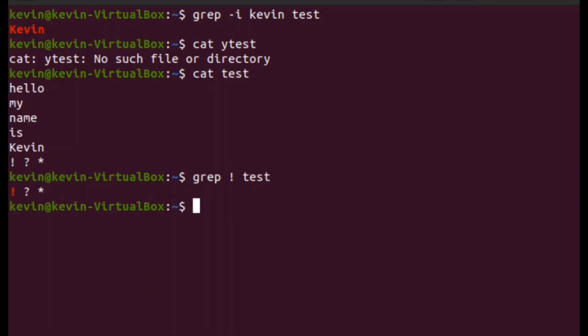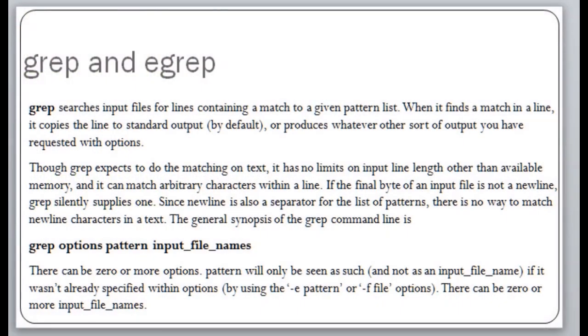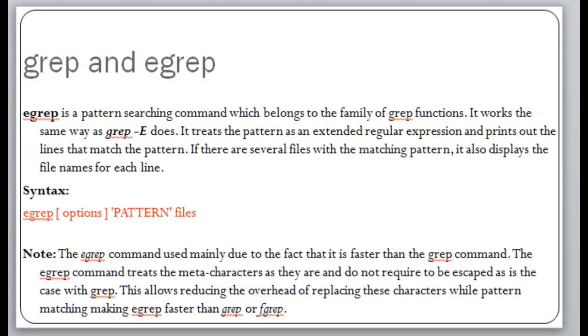Okay. So let's go back to our PowerPoint here. Let's move to our next slide. So egrep is a pattern insertion command which belongs to the family of grep functions. It works the same way as grep -E does. It treats the pattern as an extended regular expression and prints out the lines that match the pattern. If there are several files with the matching pattern, it also displays a file name for each line. So the syntax for that is egrep, the options, the pattern you're searching for, and the file, just like grep.